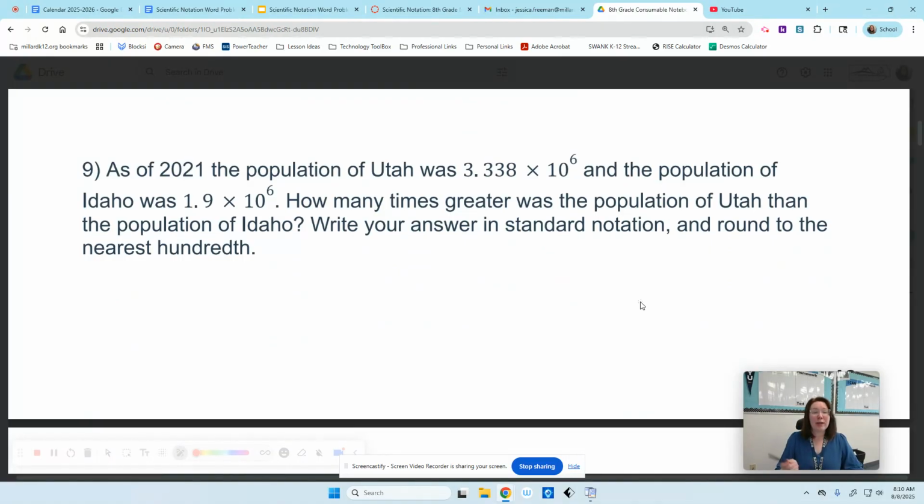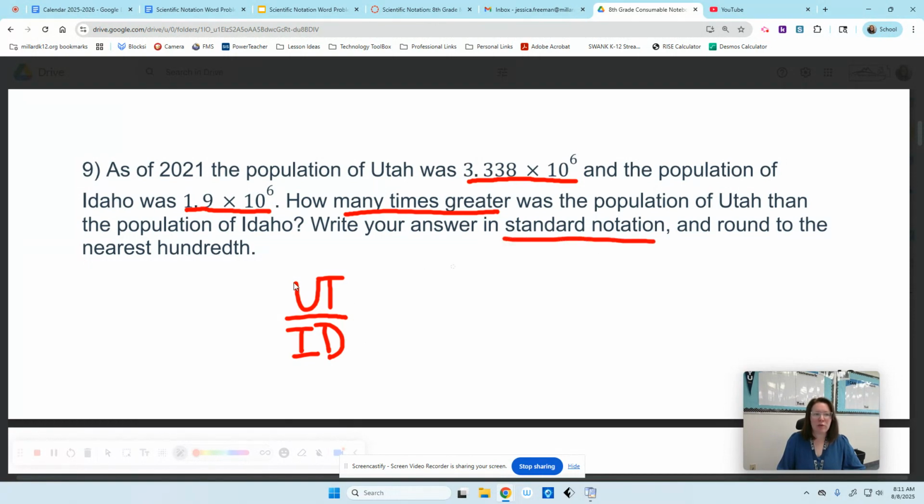As of 2021, okay, that's sooner than those other dates, the population of Utah was 3.338 times 10 to the 6th, and the population of Idaho was 1.9 times 10 to the 6th, both of them 10 to the 6th. How many times greater was the population of Utah than Idaho? That means fraction button to divide. The Utah number on top, Idaho number on the bottom.